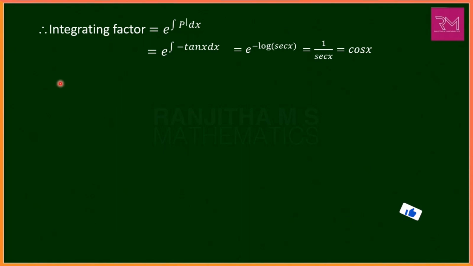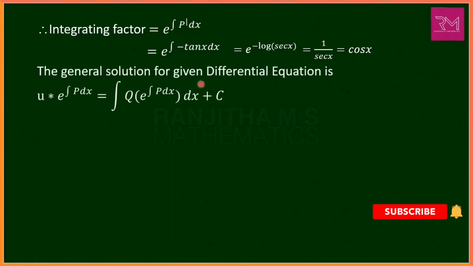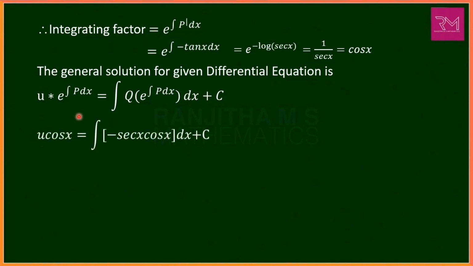Once you obtain the integrating factor, the general solution for the given differential equation is given by u into integrating factor, which is equal to the integral of q into integrating factor into dx plus c. Substituting the q value and integrating factor value, we get u into cos x, which is equal to the integral of minus secant x into cos x into dx plus c.